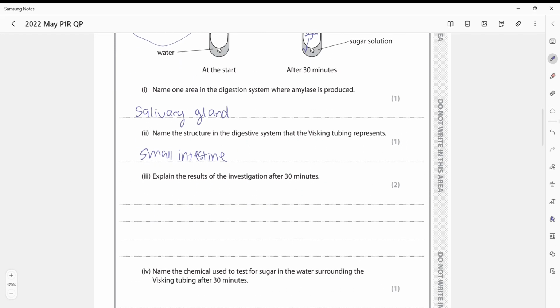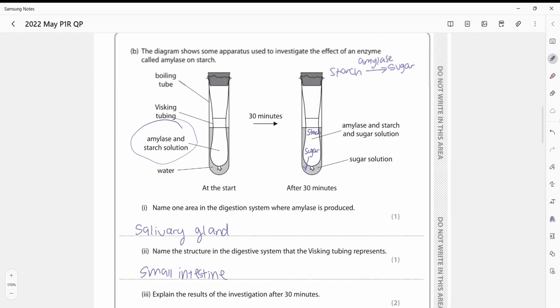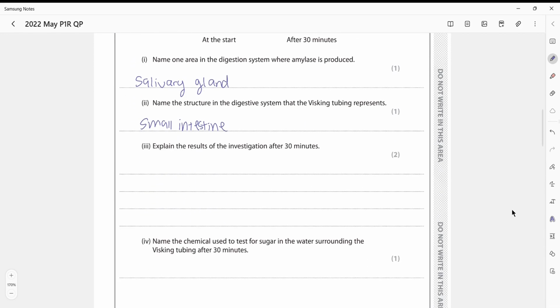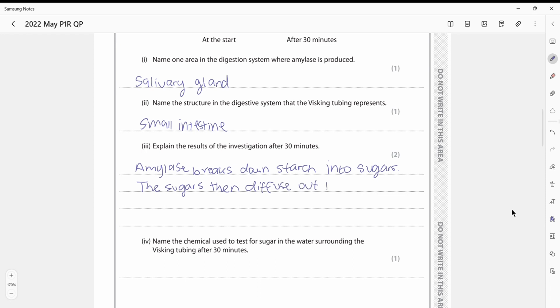Now let's look at part 3. Explain the results of the investigation after 30 minutes. So I've already just mentioned it previously. So amylase breaks down starch into sugars. The sugars then diffuse out through the Visking tubing.